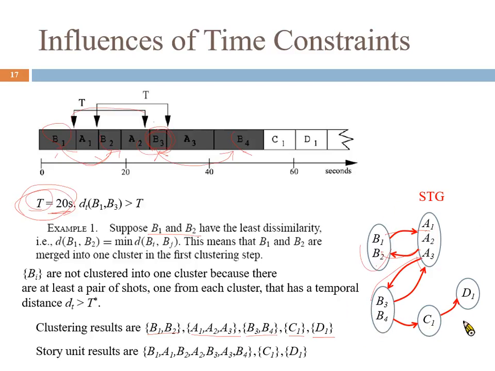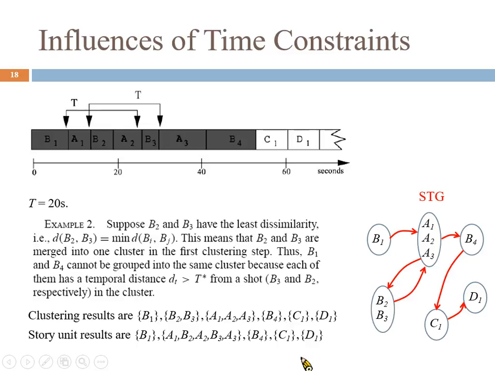So we can construct an STG like this, and by finding the cutting edge, the final result of scene change detection would be we find this cutting edge. So we cut off this one and cut off this one. So we have a scene like this is one scene, this is another, and this is the third scene. So the final result of scene change detection would be like this. Okay, so this is one case.